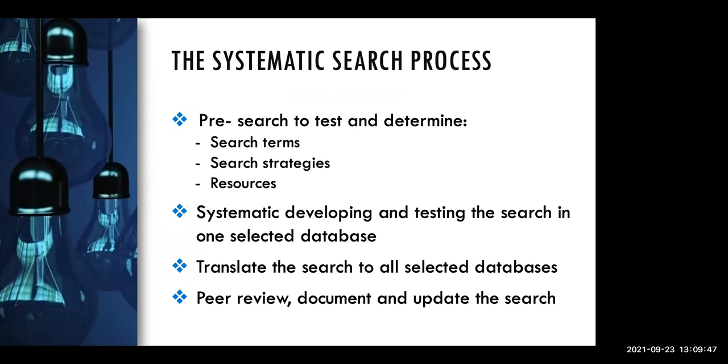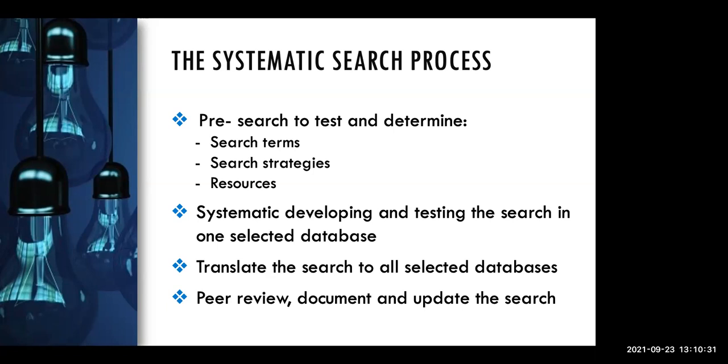So the systematic search process is basically these 4 elements, where we start with a pre-search to test and determine the search terms, the search strategies and resources, to make sure that we have created a search that matches the need of the research question, that it covers the inclusion criteria, and what we need to be able to get information matching our need. The second part, when we have tested different variations and search terms and techniques, is to develop and test the final search string. And I suggest doing this in one database.